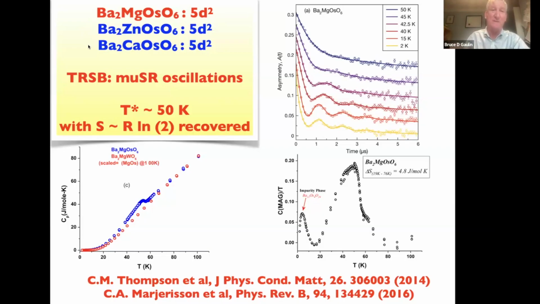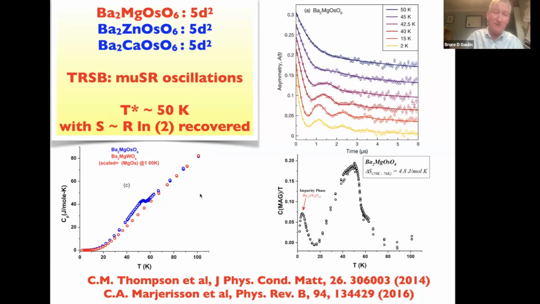They're again based on osmium, but instead of having yttrium 3 plus as the B site, we've got either magnesium or zinc or calcium 2 plus as the B site. So that leaves us with a 5D2 state for the osmium. And actually, this is a series of compounds which we started to study 10 years ago. And I'm just showing you here the relatively low temperature thermodynamics and also some zero field MgOsO measurements on powder samples. Actually, all the data that I'm going to show you today is on powder samples.